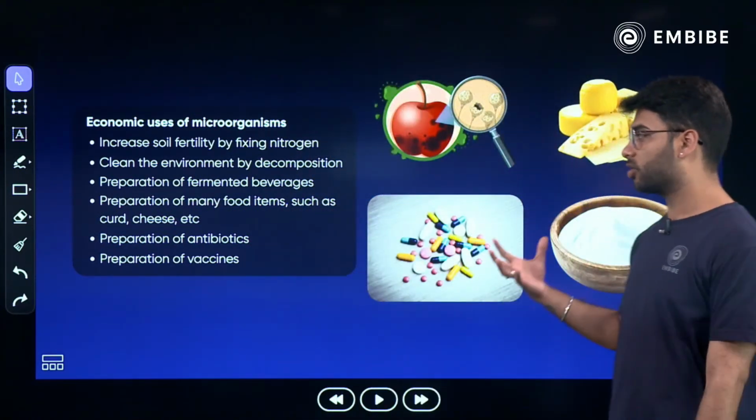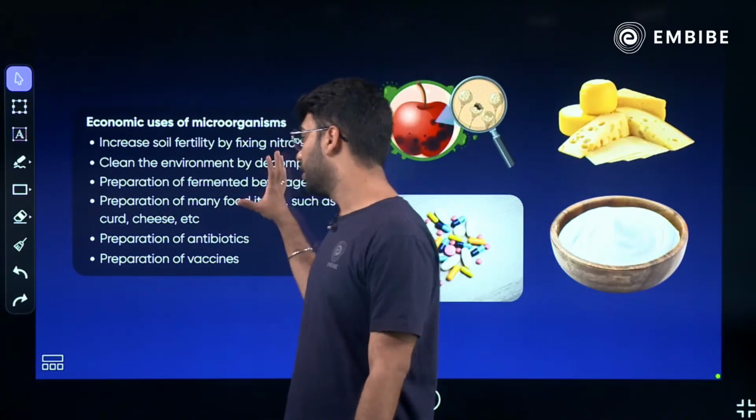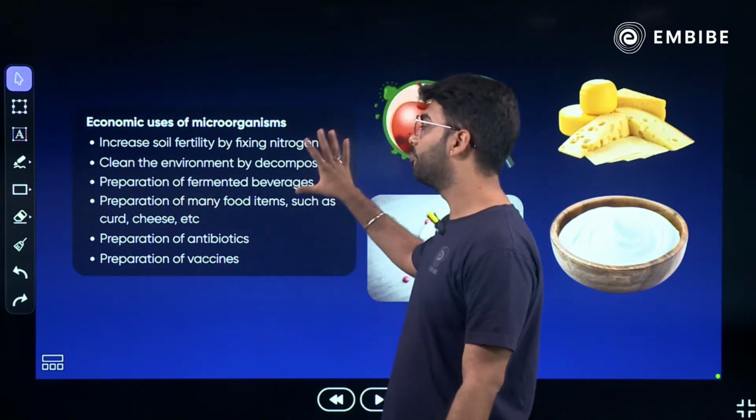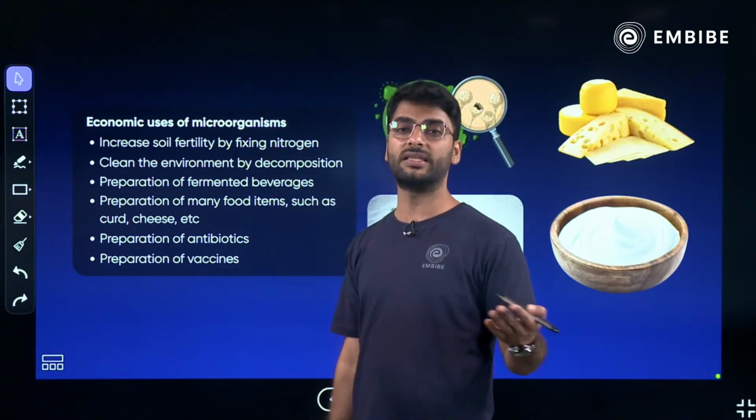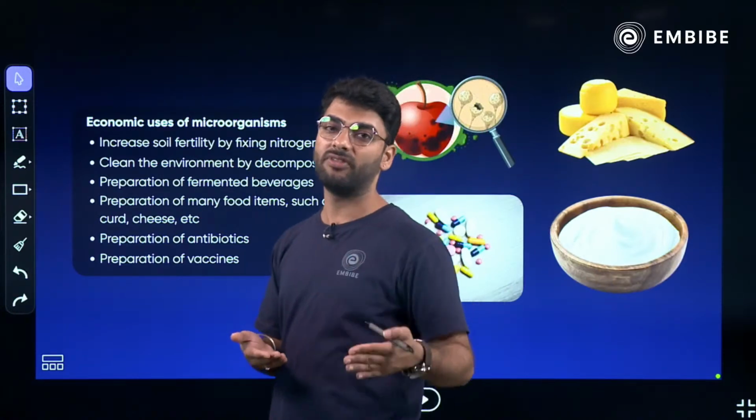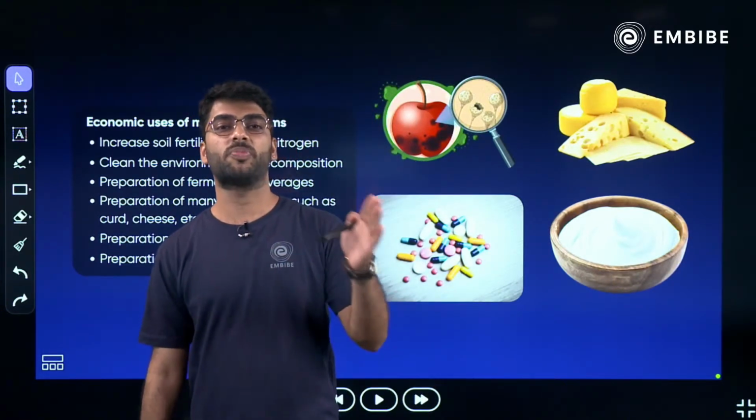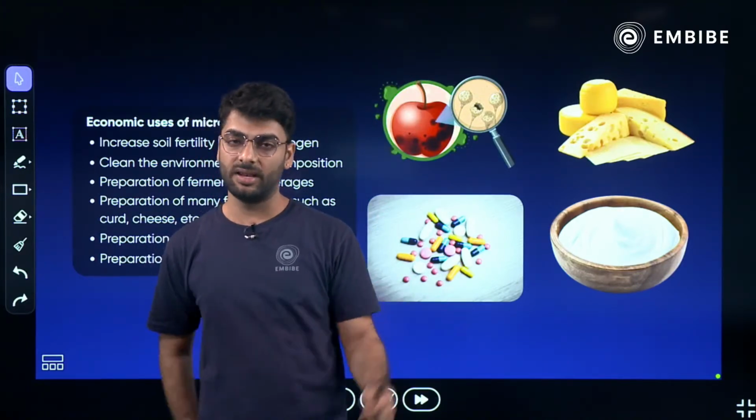So microorganisms are on a very, very large scale used to make different kinds of substances like antibiotics, vaccines, curd, cheese, beverages, bakery items, nitrogen fixation, and also clean the environment. How do microorganisms clean the environment? They clean the environment by carrying out the process of decomposition. They carry out the process of decomposition, and that is how microbes clean the environment.